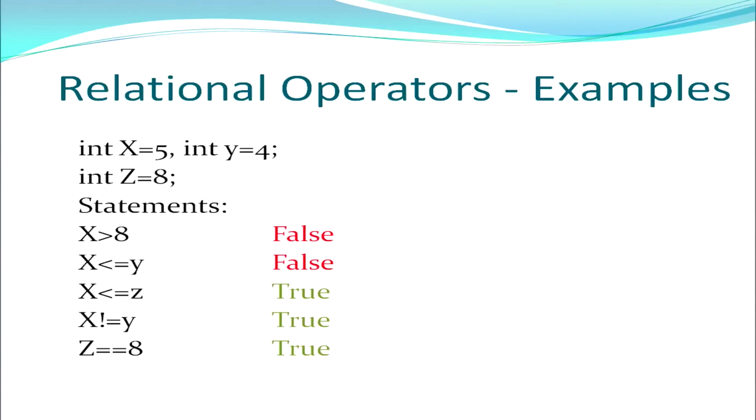These are relational operators. The examples are given here. Say for example, I have 5 in x, 4 in y and 8 in z. So, you can see the statements. The red are false and the green ones are true. So, depending on the value that x, y and z are having at that particular time, I get the result as false or true of the relation and then I work accordingly in the program.